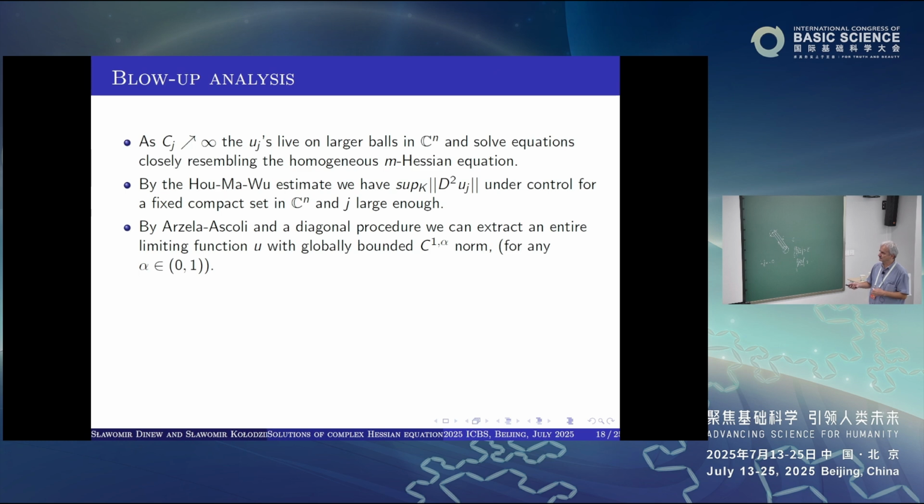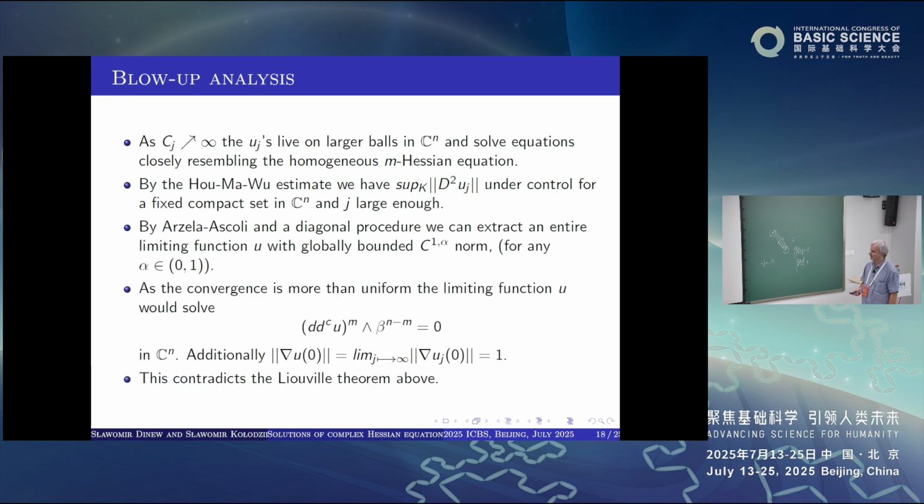Having the bound for the C2 norm, we can use Arzelà-Ascoli and the diagonal procedure to extract a sequence which converges in C^{1,alpha} for any alpha between 0 and 1. So we take the limit, and we denote this limit function by U.